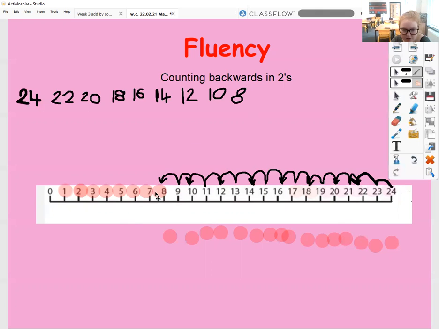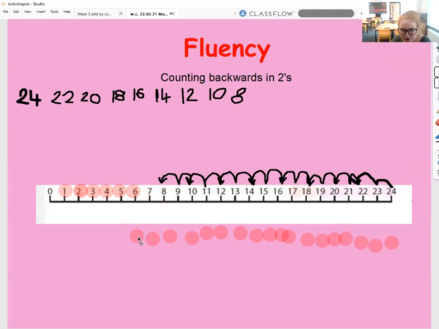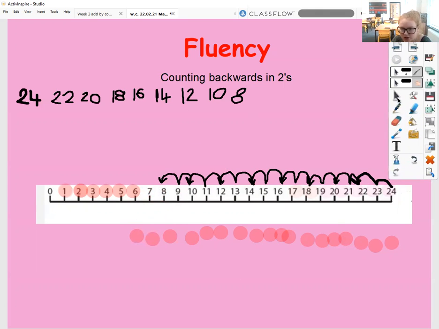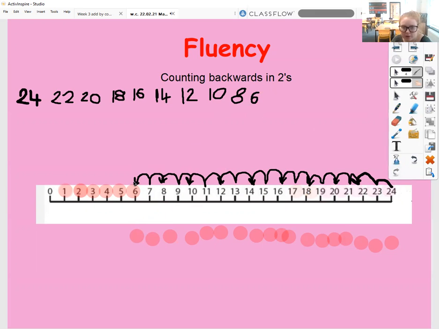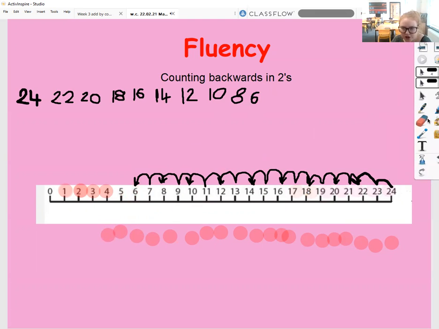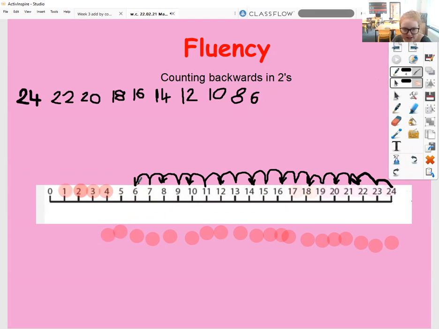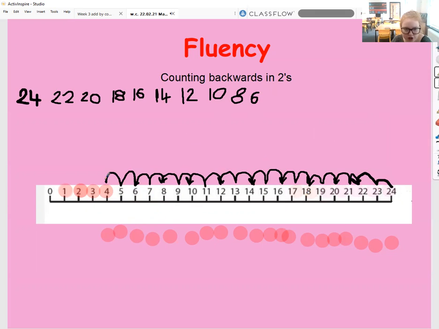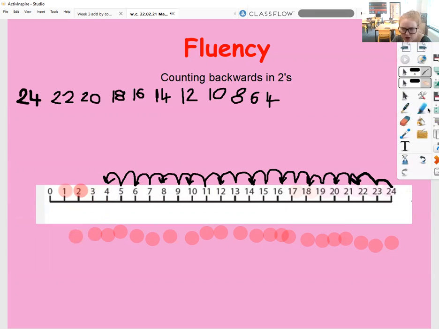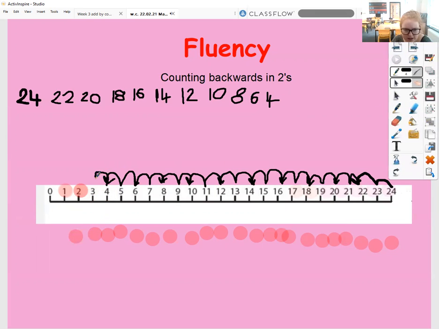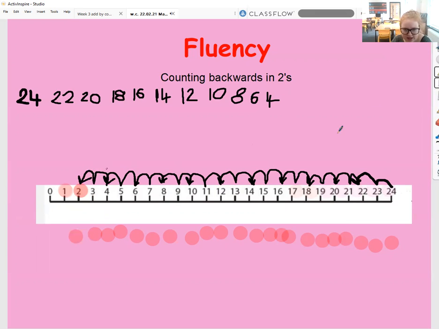Right, I'm going to take away 2 more counters. 1, 2. I'm going to start on my whole, which is 8. I'm going to jump back 2 places. 1, 2. My remaining part is 6. I'm going to take away 2 more counters. 1, 2. I'm going to jump back 2 spaces. 1, 2. My remaining part is 4. I'm going to take away 2 more counters. 1, 2. I'm going to jump back 2 spaces, and my remaining part is 2.